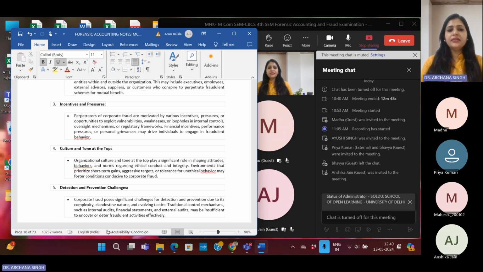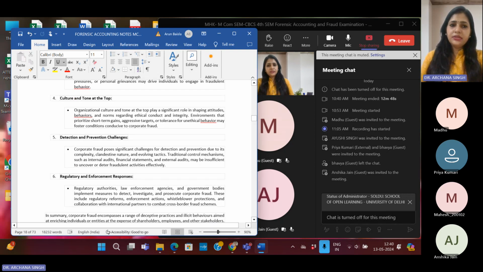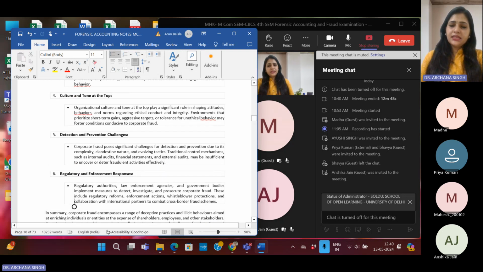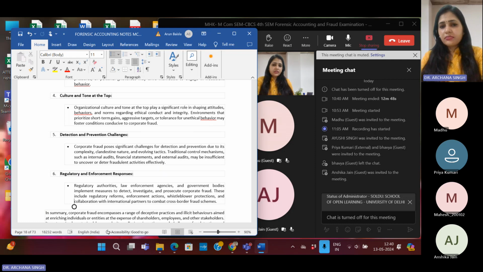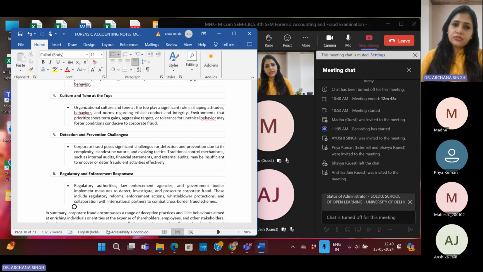Then, the challenges in detection and prevention. Corporate fraud poses significant challenges in detection and prevention due to its complexity and its evolving tactics. Traditional control mechanisms such as internal audits, financial system audits, or external audits are insufficient to uncover fraudulent activity. So they have to detect and prevent fraudulent activity.